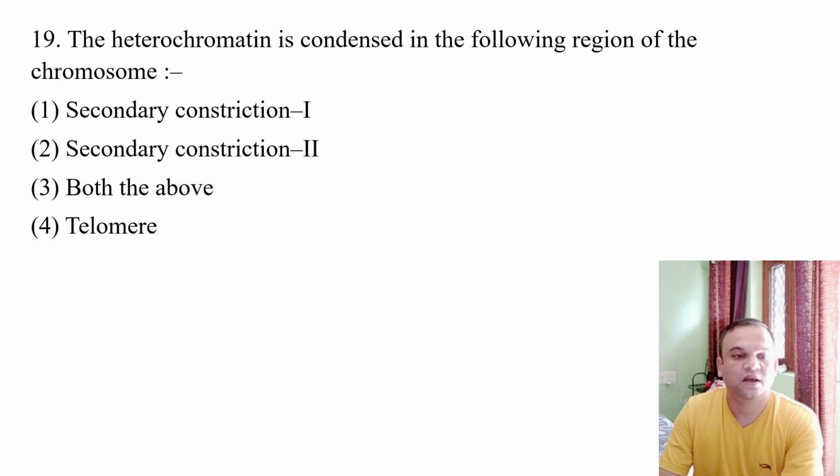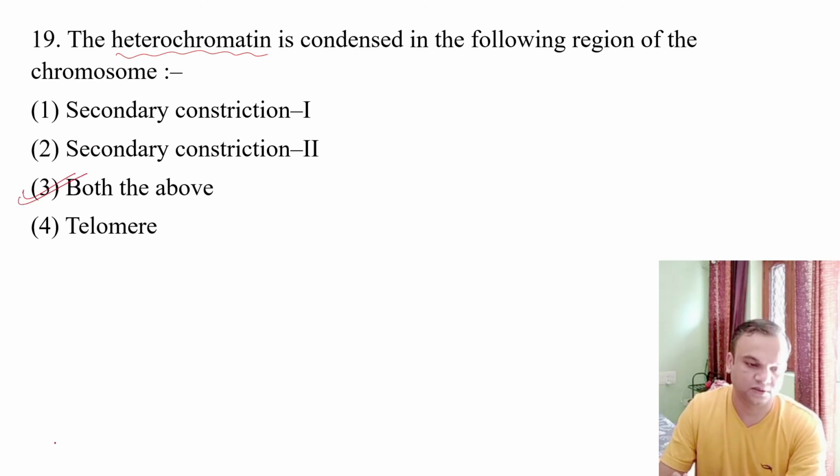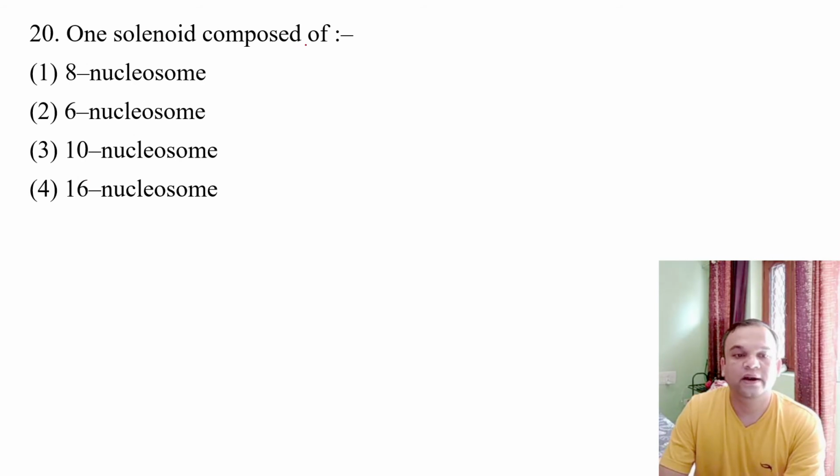Next question is, the heterochromatin is condensed in the following region of the chromosome. The heterochromatin is found in the secondary constrictions, and that is why both the options 1 and 2 are the answer for this question. So option 3 will be the answer. Next question says, one solenoid is composed of many nucleosomes which are bound together by the DNA threads, and in one solenoid we find 6 nucleosomes.